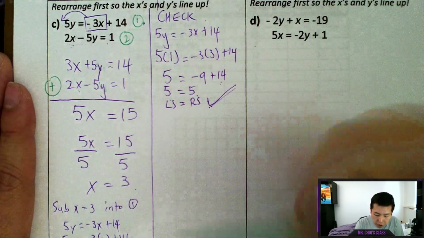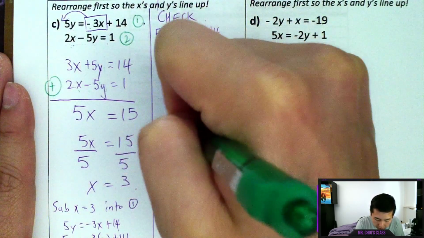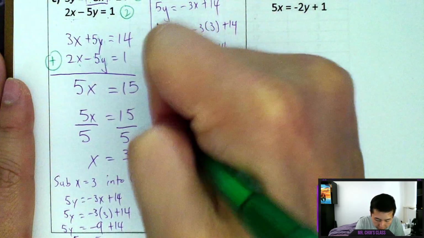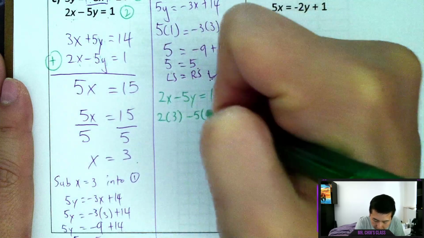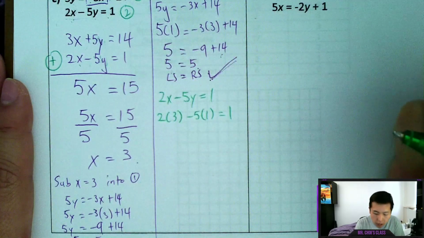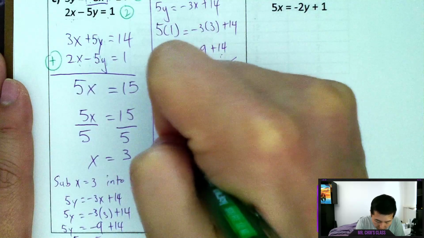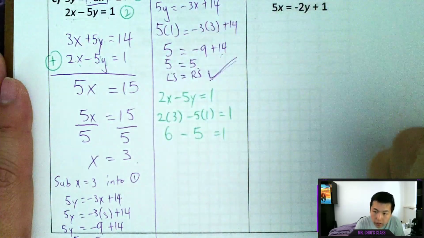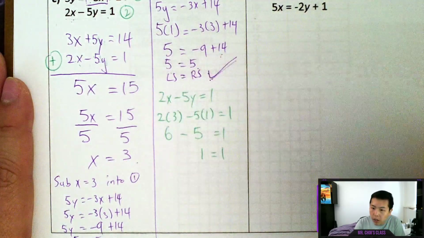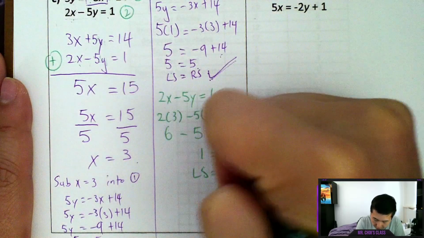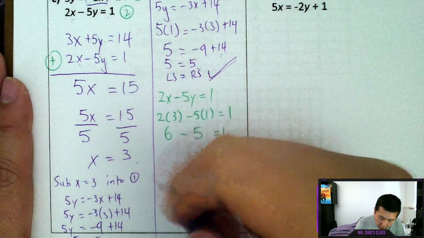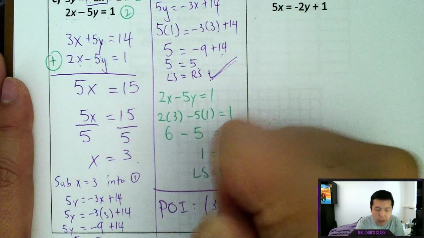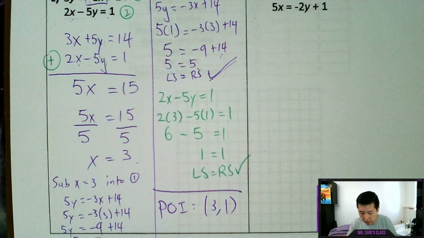For the second equation, we have 2x minus 5y equals 1. And so we plug it in. 2 times 3 minus 5 times 1 equals 1. 2 times 3 is 6. Negative 5 times 1 is negative 5. 6 minus 5 is 1. 1 equals 1. Left side equals right side, and there's a check there. And so we can say our POI is definitely 3, 1. And there's our final answer.